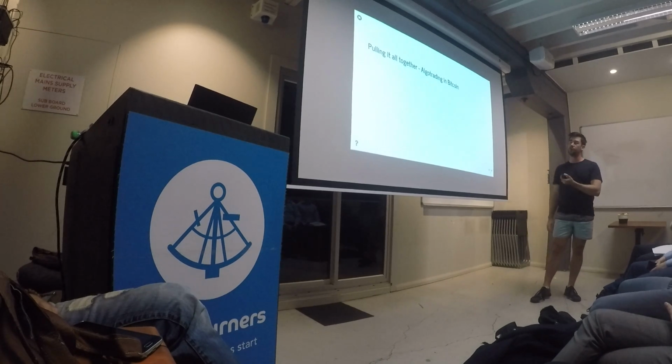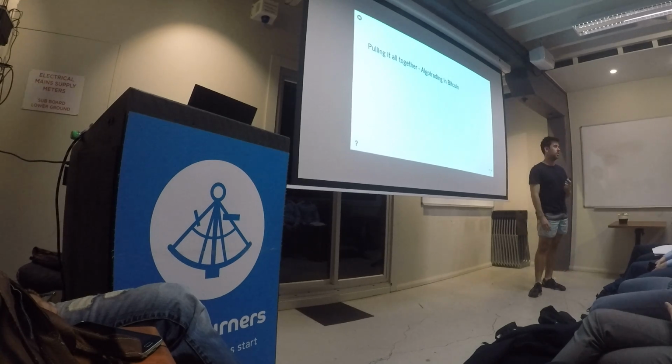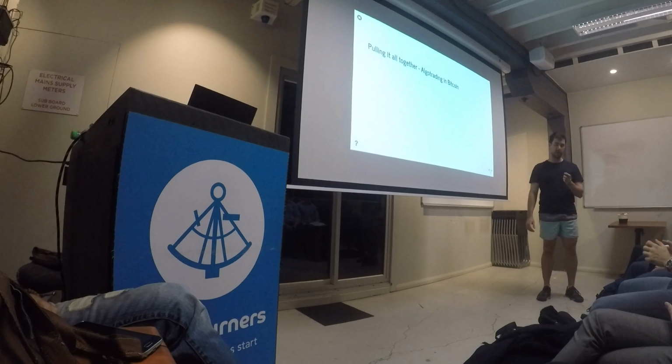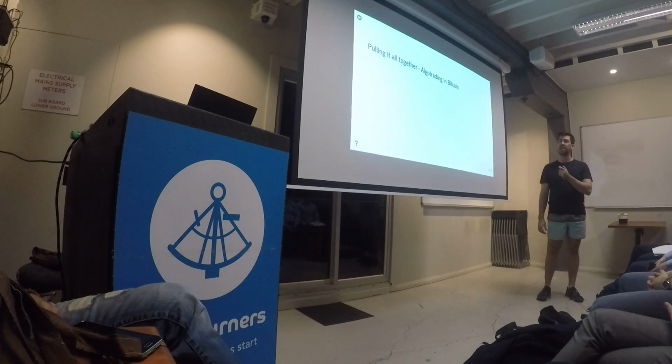So, algo trading in Bitcoin. Does anyone not know what Bitcoin and or cryptocurrencies are? Cool. Is everybody familiar with the state of the market structure of Bitcoin and how it all sort of operates?